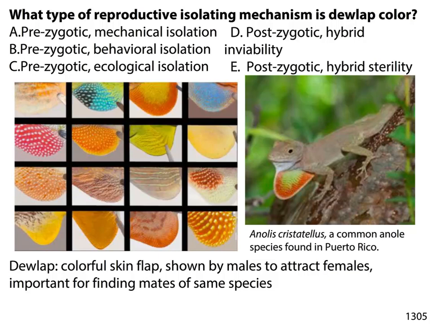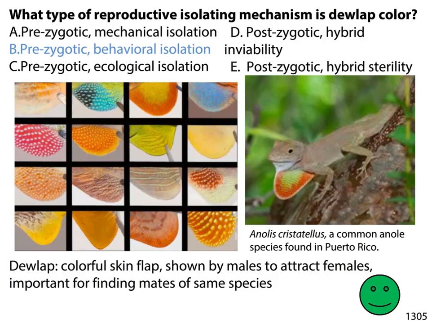But this is really important for finding mates of the same species because females of the same species will know to look for these colors. Given this information, what type of reproductive isolating mechanism is dewlap color? Take a moment, take a guess, pause lecture, and when you're ready, start again.